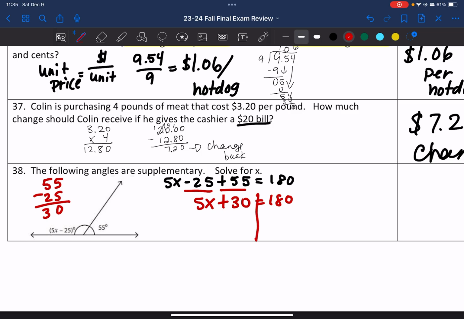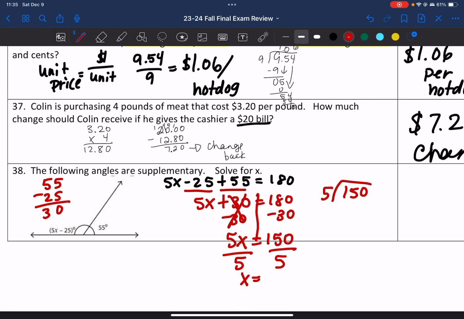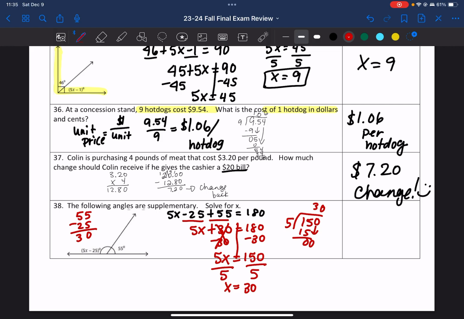Now I'm going to subtract 30 from the left side and from the right side. Cross it out. 5x is going to equal 180 minus 30. I know that 8 minus 3 is 5. So that is 150. I'm going to divide by 5. Okay. 150 divided by 5. 5 can go into 15 3 times. That would be 30. Okay. So x is equal to 30 degrees.